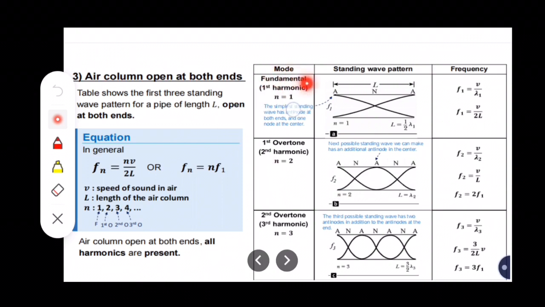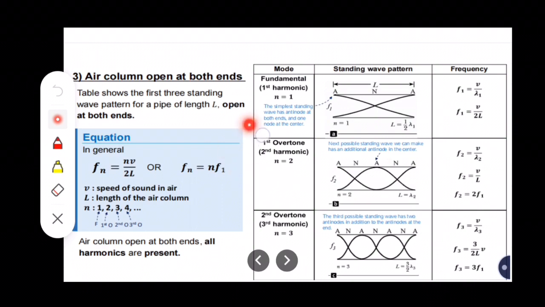So we look at the modes here. The first harmonic is the fundamental. The simplest standing wave has an antinode at both ends and one node at the center. The length in the fundamental mode is 1 over 2 λ. So we can find the frequency here using the formula v equal to fλ and also the general equation.